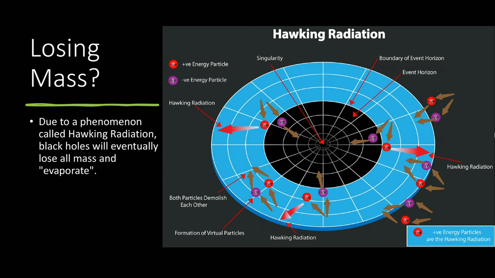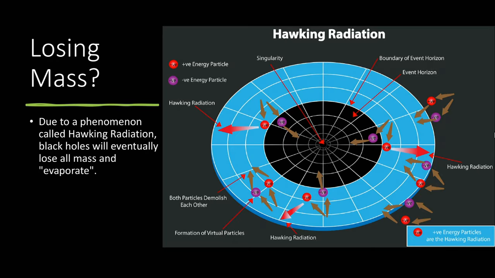But if these pair productions are happening near a black hole, there can be some pretty profound consequences. You could imagine a positive and a negative energy pair spawning right near the event horizon of the black hole. And some of these negative energy particles are going to fall into the event horizon, and the positive energy particle is not going to fall into the event horizon.